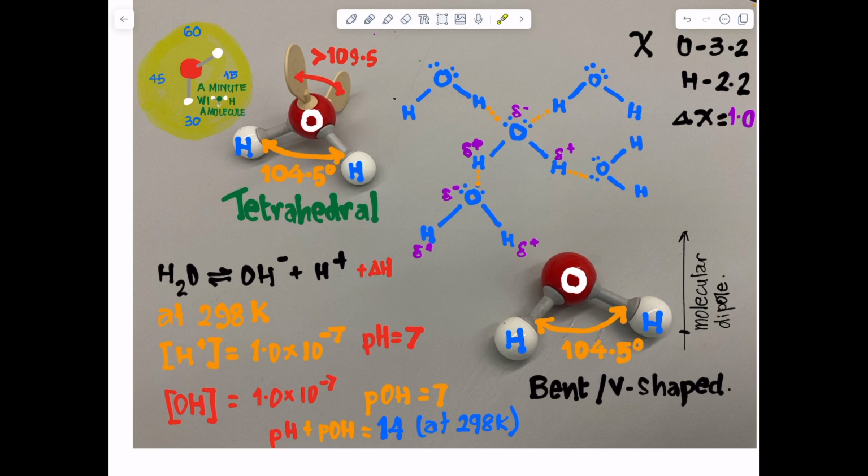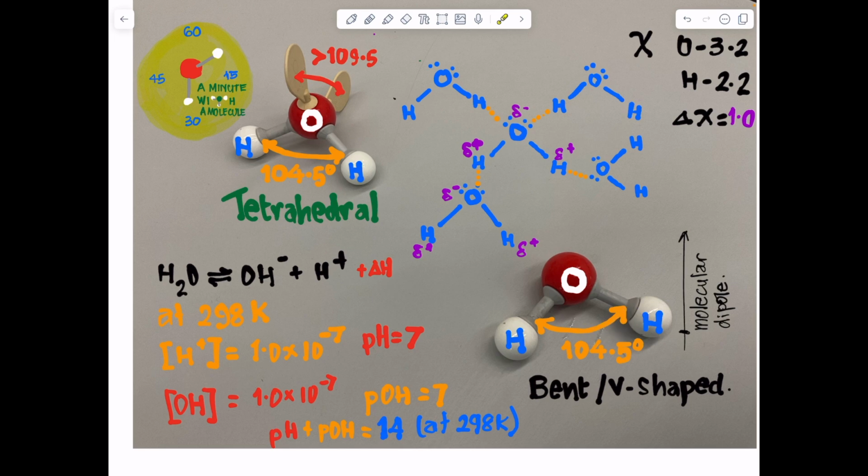When we speak of a molecule's shape or its molecular geometry, we do not give any consideration to these lone pairs of electrons. So here, the water molecule is shown as its typical bent or V-shape. Note the angle here of 104.5 degrees.